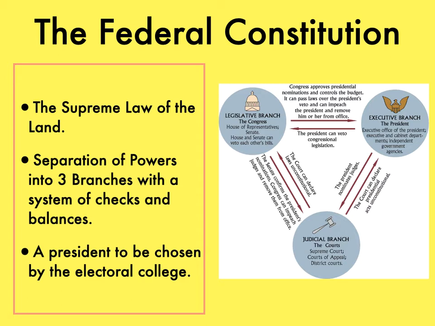The federal government was divided into 3 branches: the legislative branch, Congress; the executive branch, the presidency; and the judicial branch, the federal court system. A system of checks and balances between the branches was designed so that no one branch could dominate the others.